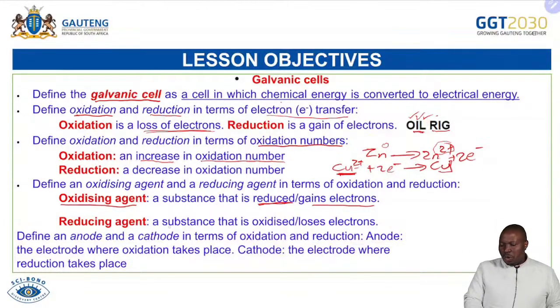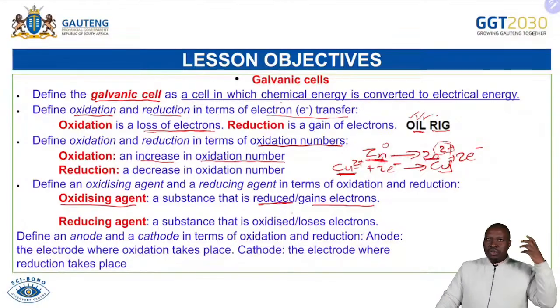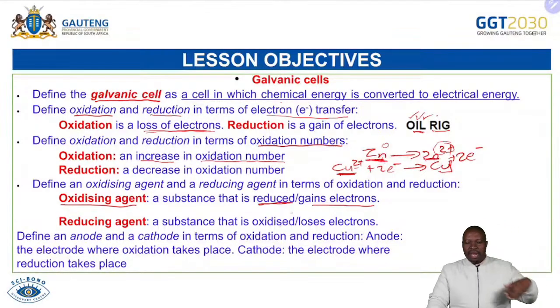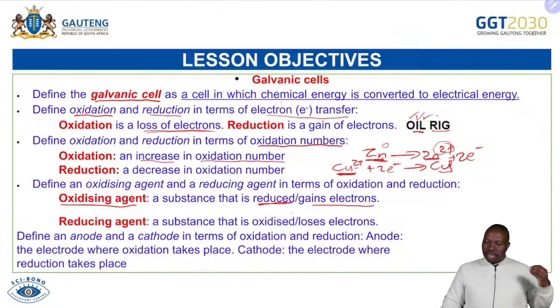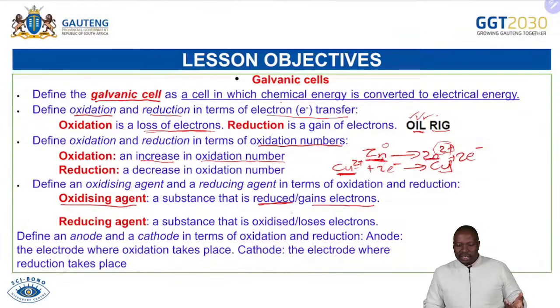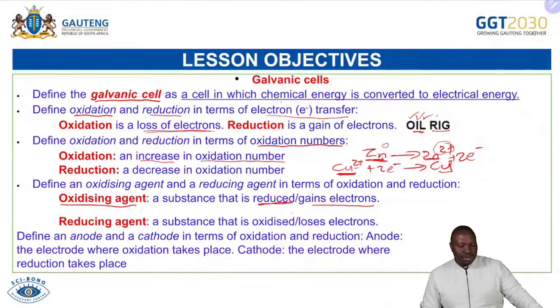The reducing agent, we're saying, is a substance that is oxidized or that loses electrons. In this case, zinc loses electrons, or zinc is oxidized to zinc 2 plus. Hence, we're saying zinc is our reducing agent. You can see that the reducing agent and the oxidizing agent are on the reactant side. I hope you always remember that the oxidizing agent is a substance that is reduced. The reducing agent is the substance that is oxidized or that loses electrons.